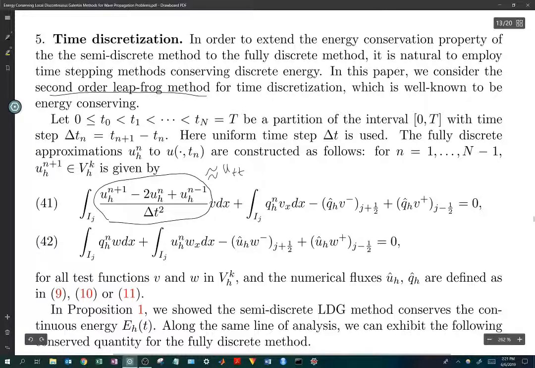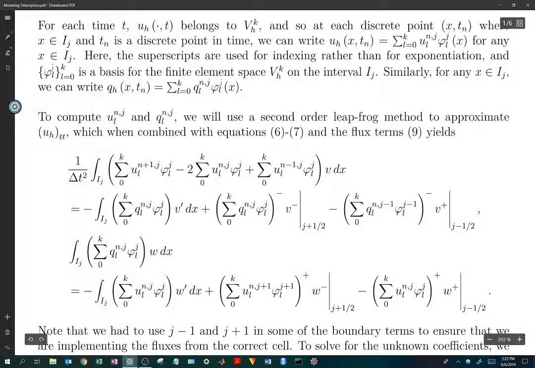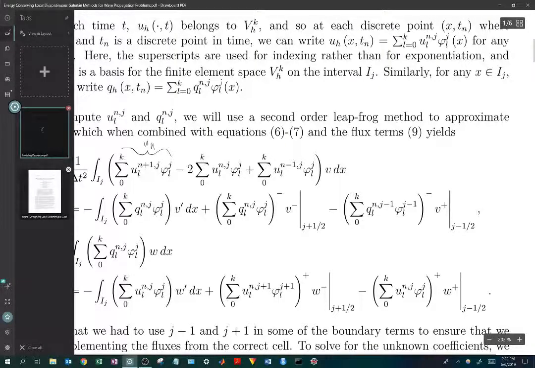Now these two equations, 41 and 42, are written in terms of u_h's and q_h's. Also, they have the hat terms here. So what we want to do is replace the hats with the actual fluxes that we're using, and replace the u_h's and q_h's with those sums that we just showed. And when we do that, we get this equation. I pulled the 1 over delta t squared out of this thing. And so, of course, for example, this is going to be u_h. What exactly is this here?